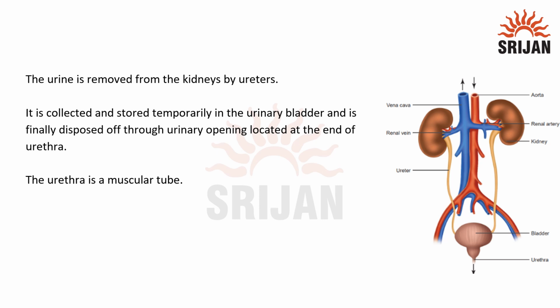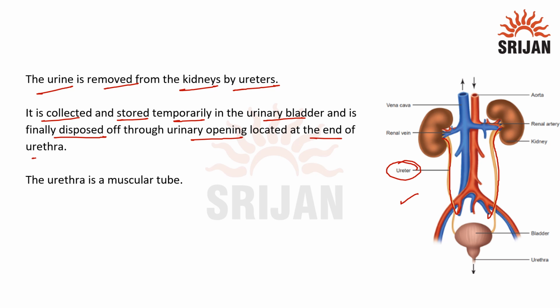Now the urine which is formed is removed from the kidneys by the ureters. We can see these two pipes coming out of the kidneys, one from each kidney. These two pipes are called ureters, and their function is to remove the urine from the kidney. Now the urine is collected and stored temporarily in the urinary bladder and is then finally disposed of through the urinary opening located at the end of the urethra.